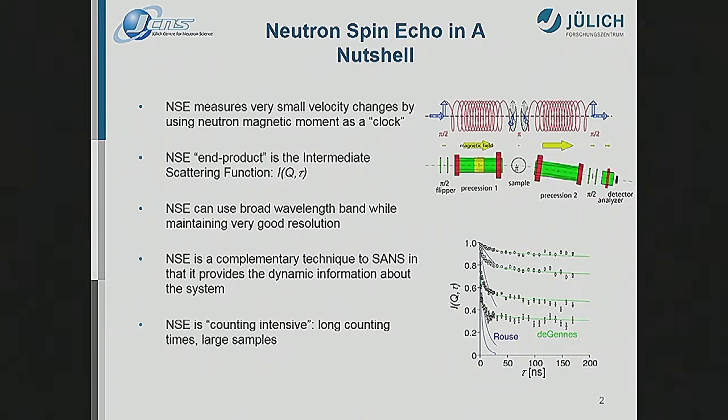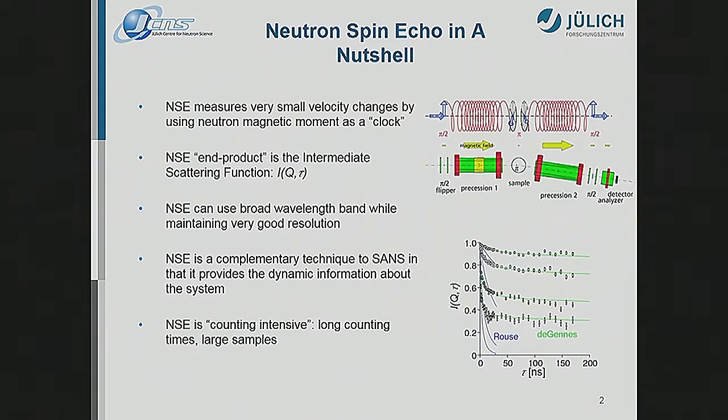That fourth bullet point is mostly for soft matter people. NSE is typically used in conjunction with, say, SANS, where in broad strokes you get structure from SANS and you get the dynamics from NSE. The drawback is that NSE is counting intensive, so it takes a long time to run an experiment.